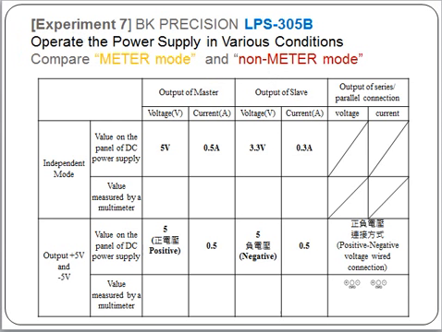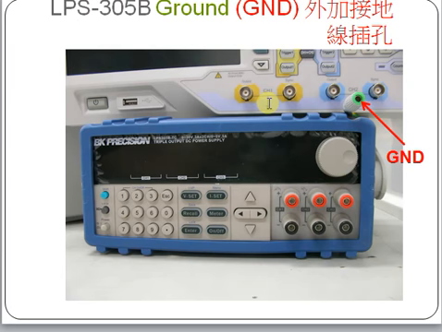Experiment 7. This lab wants you to use the BK precision machine. We'll repeat the experiment from our first lab. Note that the power supply has 3 channels. None of them contains the one to ground.